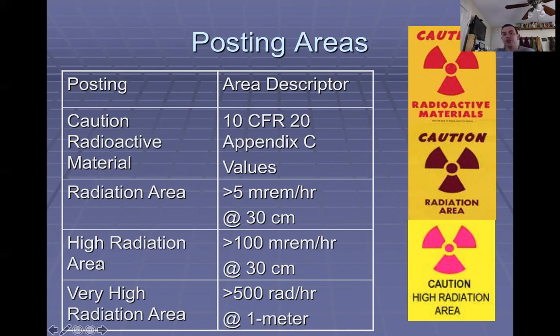Something high radiation area. If you have a caution high radiation area, that suddenly bumps up to an area that has been recorded as having over 100 millirem per hour at 30 centimeters. So if you saw that sign, that would have a very specific meaning of over 100 millirem per hour. And then very high radiation area, this is something you don't see very often, thankfully. But for us, or just for a definition, that is greater than 500 rad per hour at 1 meter.